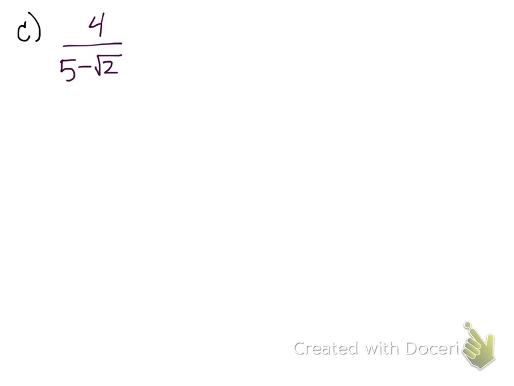And now let's look at one that we have to multiply by the conjugate. So you'll see on the denominator I have 5 minus the square root of 2, so I need to multiply by the conjugate of that, which is 5 plus the square root of 2. But of course I need to multiply by 1 so I don't change the value of the fraction. So I need to multiply the numerator times the same thing.